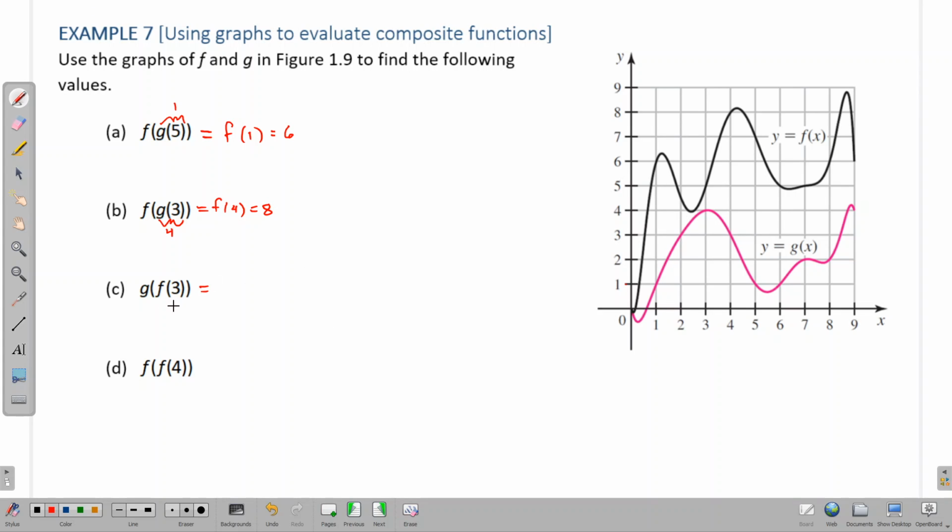Alright, next, now we're plugging 3 into f first, so 3 into f is 5, so we need to do g of 5. Right, this came out as 5. So now 5 goes into g and we get out 1.